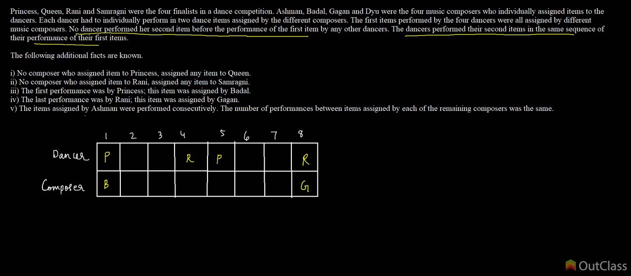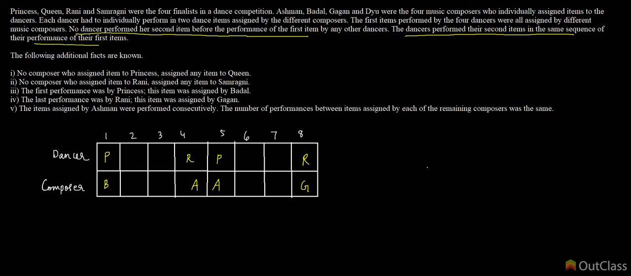Clue 5: the items assigned by Ashman were performed successfully. This is only possible in the fourth and fifth. The first stage is items 1 to 4 and the second stage is items 5 to 8. Their boundary with slots 4 and 5 is the only place that you can have a person assigning two consecutive items.